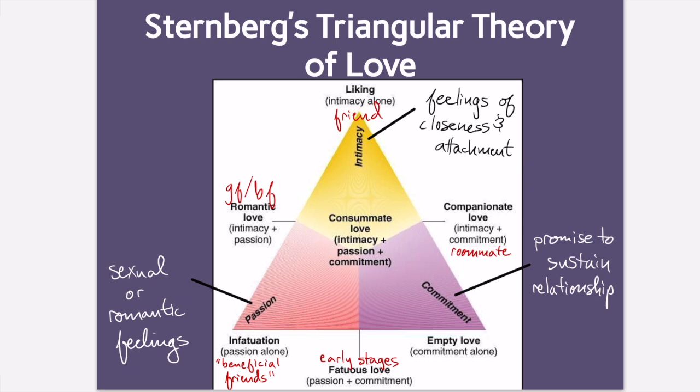Companionate love is intimacy plus commitment. So this could be your roommate. Maybe you and your best friend get an apartment up in Auburn and you sign a 12-month lease. You're committed to completing the lease and you like each other. Empty love. This is commitment alone.